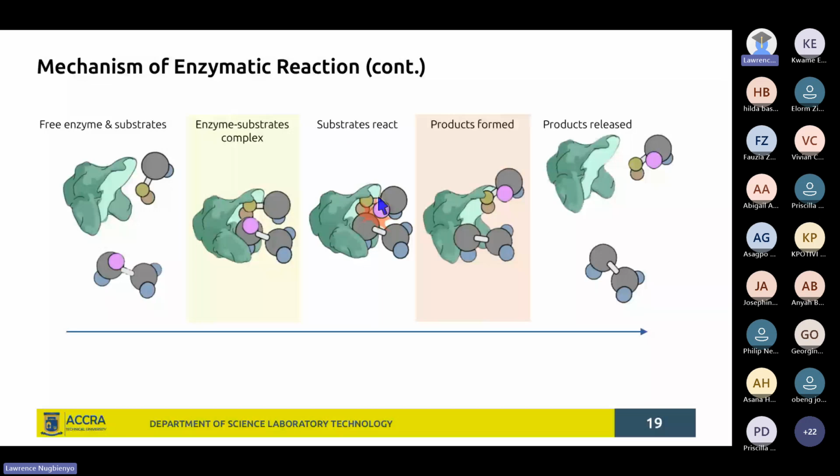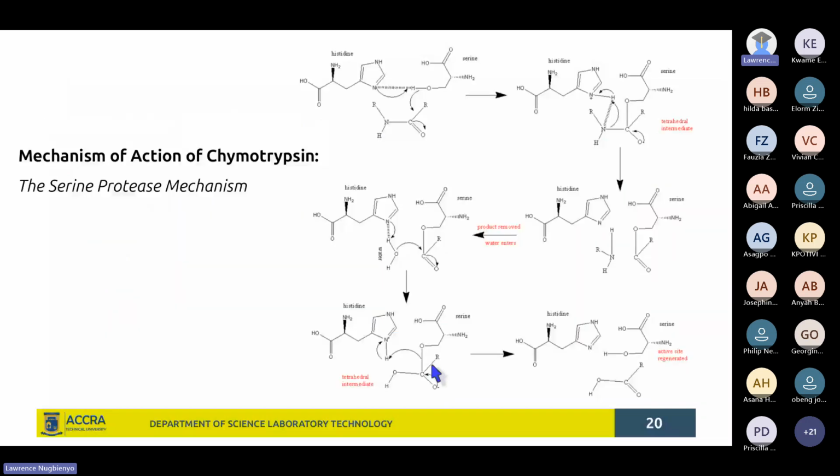So the substrates react here in the active site in the third stage, forming a product. And so now you have some enzyme product complex, and then those products get released away from the enzyme. You have a free enzyme and you have your free products. All right, so this is just some pictorial, step-by-step mechanism of action for you to have a better understanding.